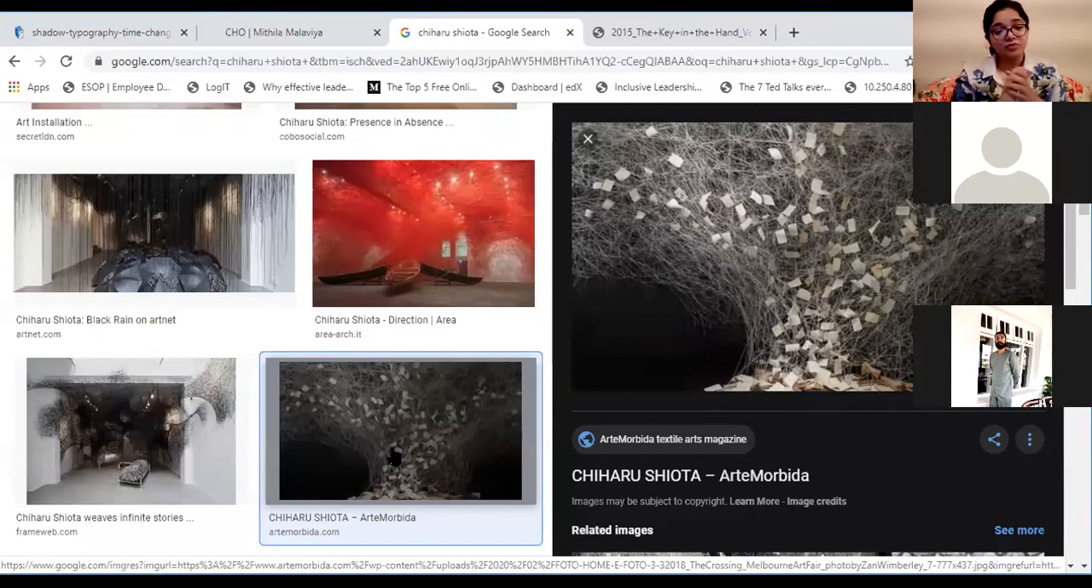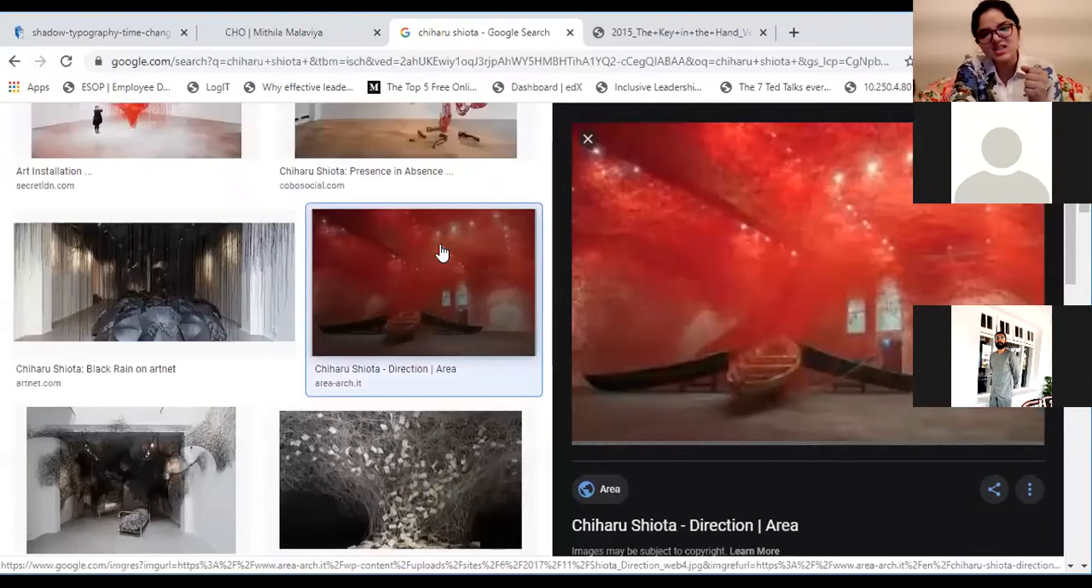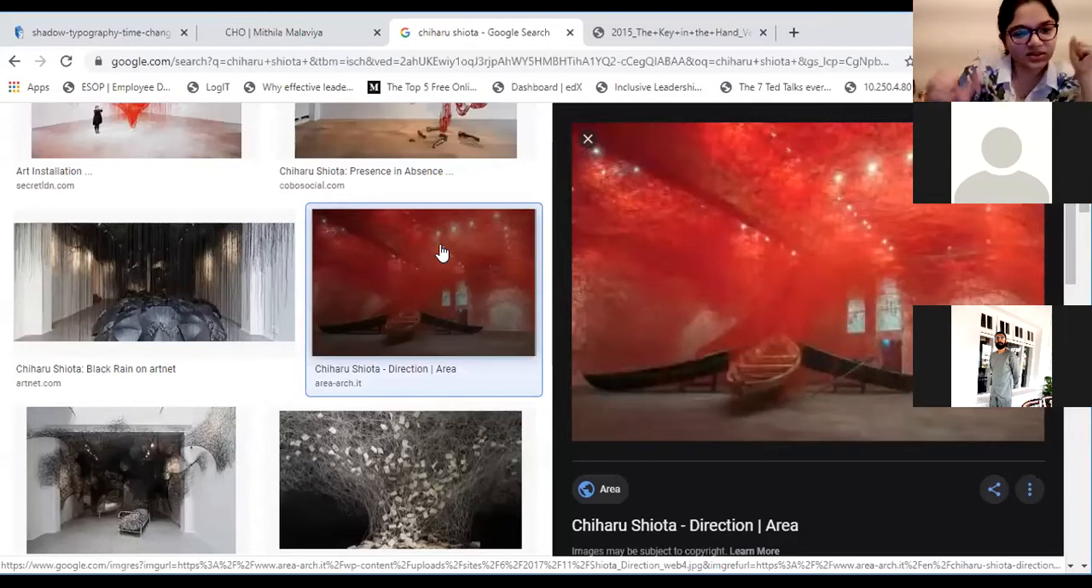It looks like a gush of blood, actually. Henna? Yes, it does. The first time I saw this, I thought it was like pirates dying at sea, but I loved it.